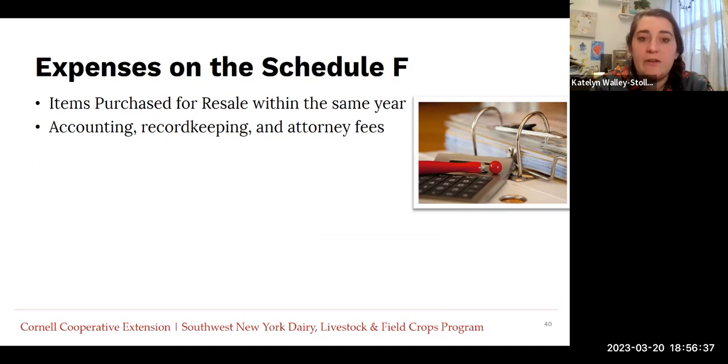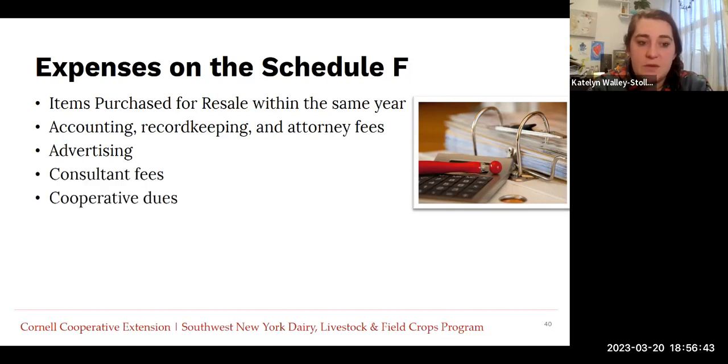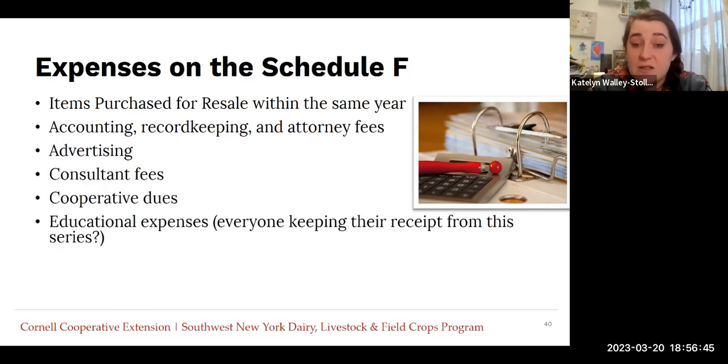Any accounting, record keeping, or attorney fees related to the farm are qualifying expenses. Any advertising fees, consultant fees, cooperative dues, educational expenses. So if you attend a CCE workshop, and there was a registration fee, that could go towards your qualifying expenses.